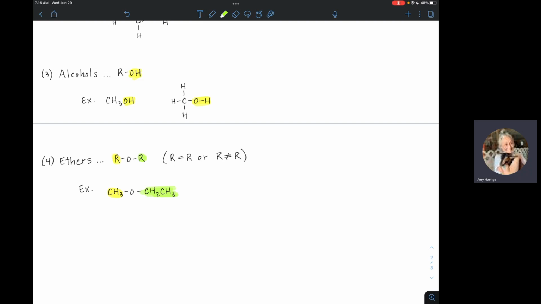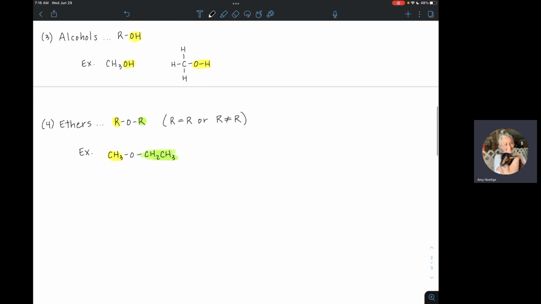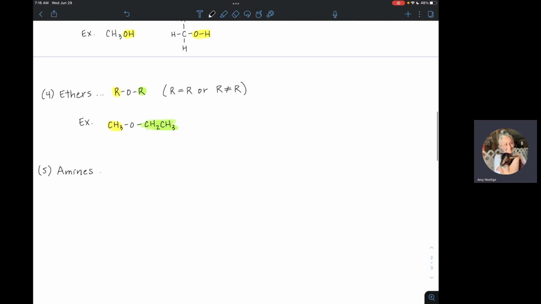So they have different properties, different intermolecular forces. You can hydrogen bond with an alcohol. You cannot hydrogen bond ethers. There's no hydrogen directly attached to the oxygen. They have very different physical properties. They behave very differently. So these are two totally different functional groups. And the next functional group would be the amines. And each one of these functional groups is going to get its own attention in this class. So we're just introducing them right now.